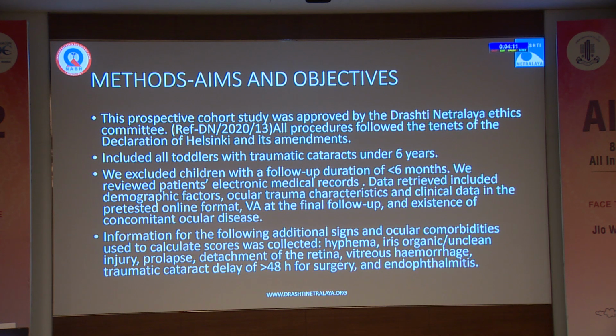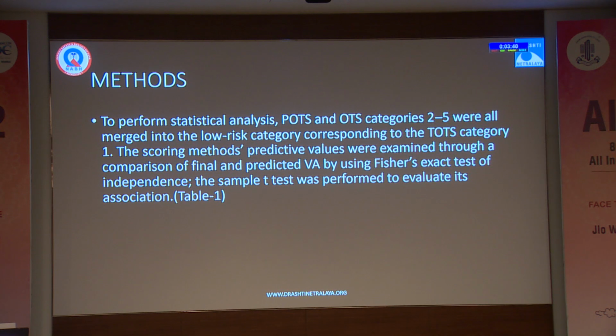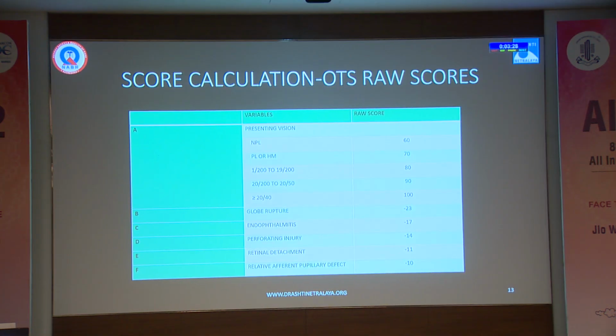This is a prospective cohort study and all cases with less than 6 months follow-up were excluded. The OTS categories were from 1 to 5 and POTS from 1 to 5, from more severe to less severe. In the toddler ocular trauma score, it was 5 to 1, again from more severe to less severe. ROC curves and areas under the ROC curves were analyzed, comparing TOTS with OTS and POTS for all categories, to know the specificity and sensitivity. To perform the statistical analysis, POTS and OTS categories 2 to 5 were merged into a low risk category and a high risk category.